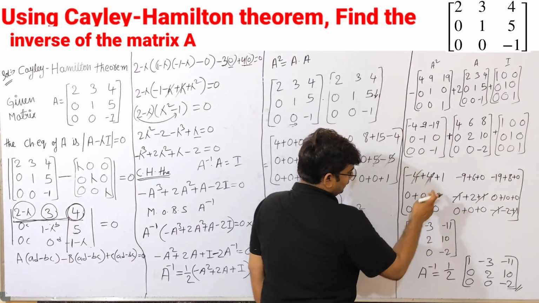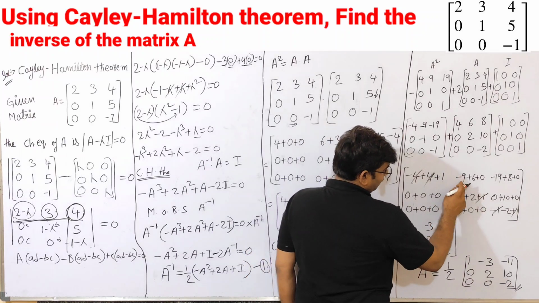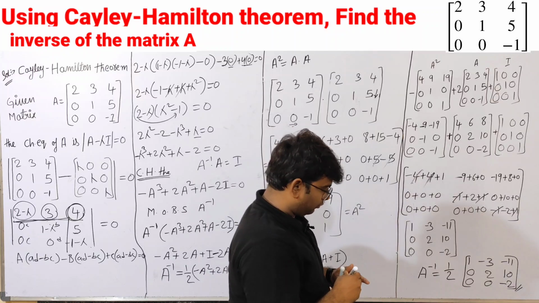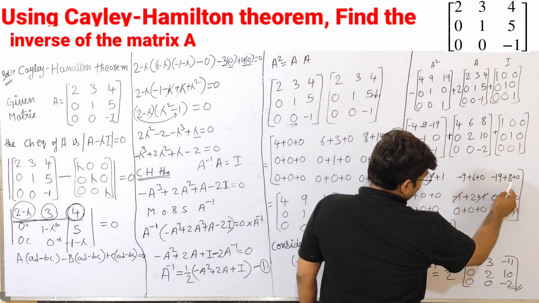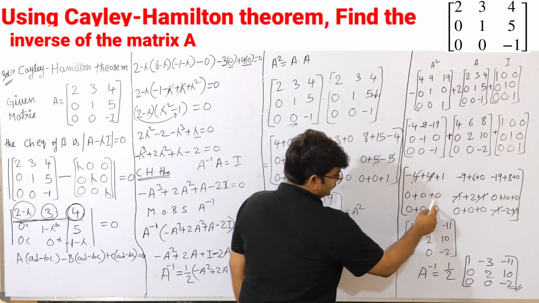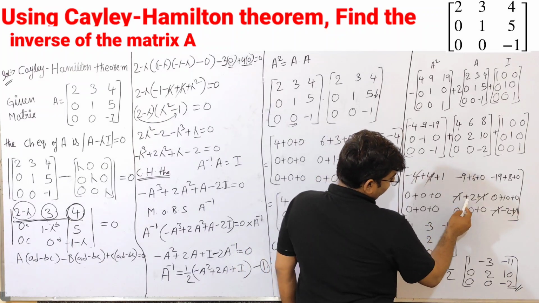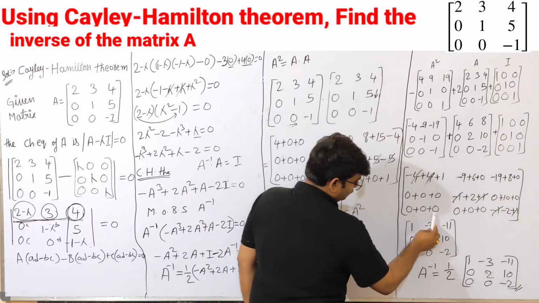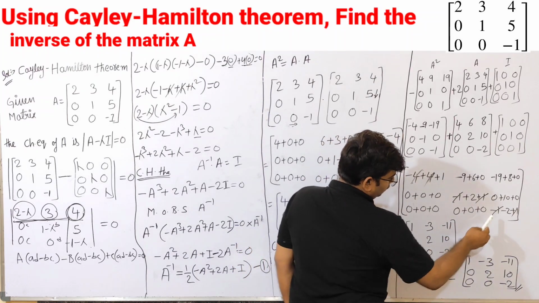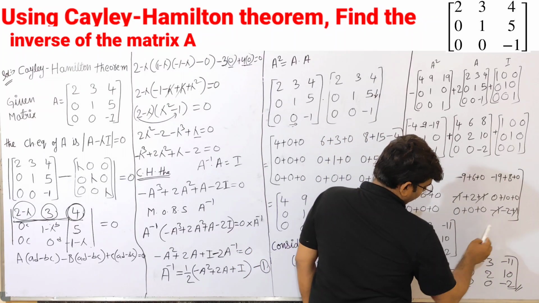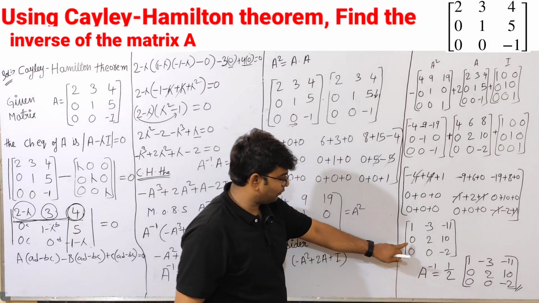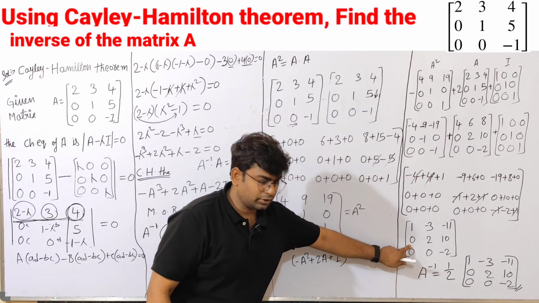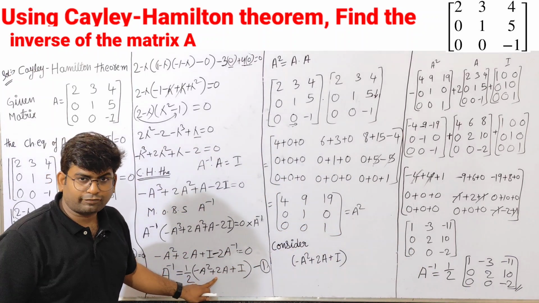Now 4, 4 will cancel, 1 you got here, and 9 minus 6, minus 3, because the bigger one had a negative value, right? And 19 minus 8, minus 11, 0, minus 1 plus 1 cancel, only 2, 10 is there, 10, all zeros, plus 1 minus 1 cancel, minus 2 you got here. This is the value of this. So now this value you should substitute in this, you will get the final answer.